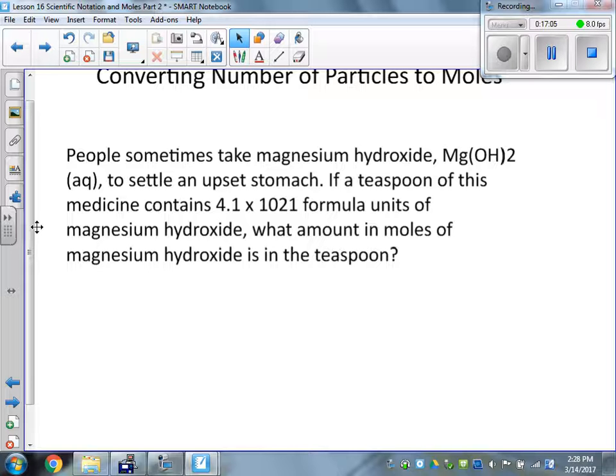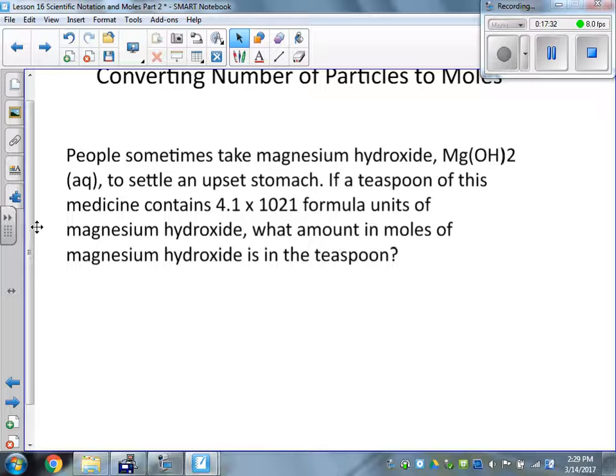Okay? So it says here, people sometimes take magnesium hydroxide to settle an upset stomach. So when you take Tums or, what's the other one? Pepto-Bismol. I'm thinking of the other one. What's the other one? Not Tums. Rolaids, yeah, Rolaids, okay?